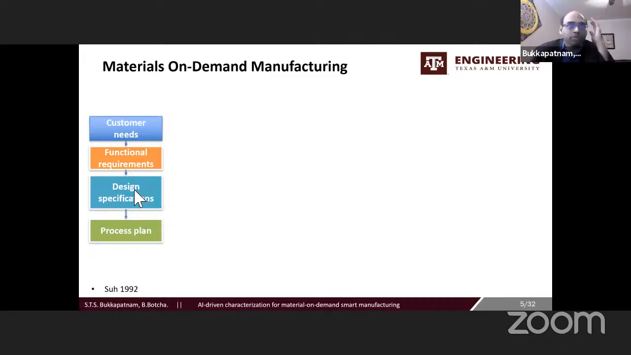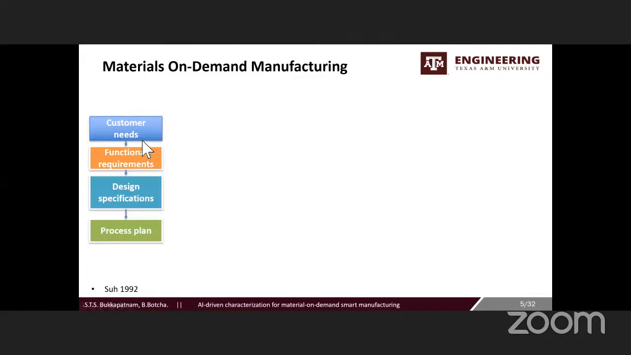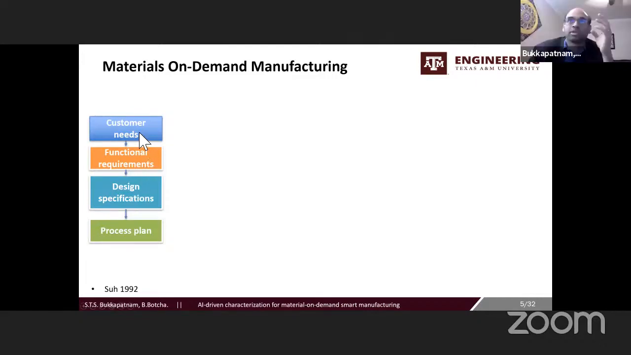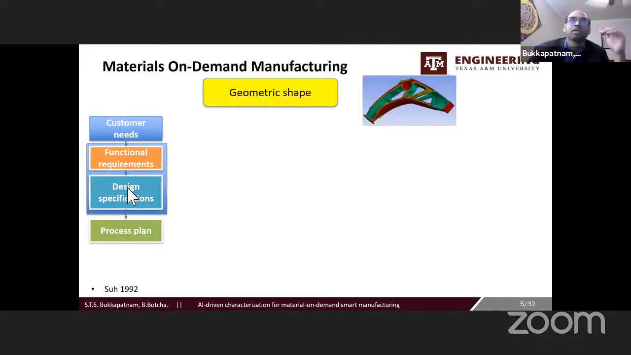But this process, if you go deeper, essentially involves taking the customer needs and converting them into functional requirements, clear specifications, and translating the functional requirements into clear design specifications. If you think of design specification, the first thing that comes to our mind is basically the geometric shape that can be accomplished through the use of appropriate CAD drawing. That will be the outcome.